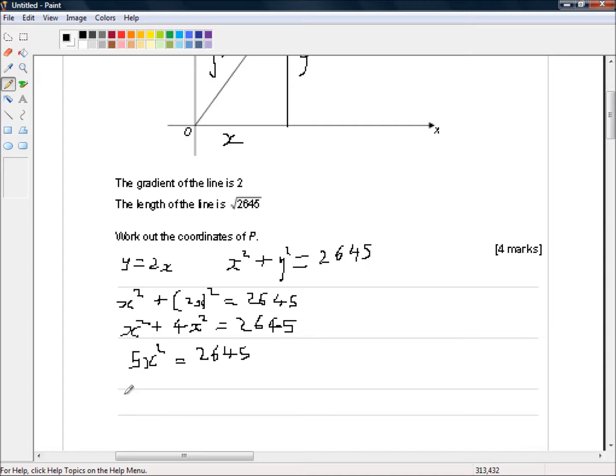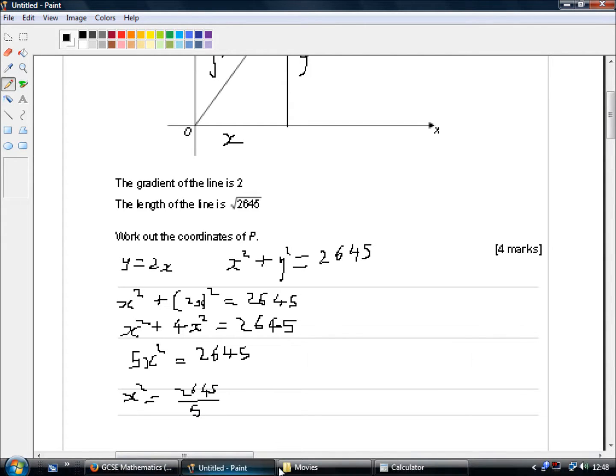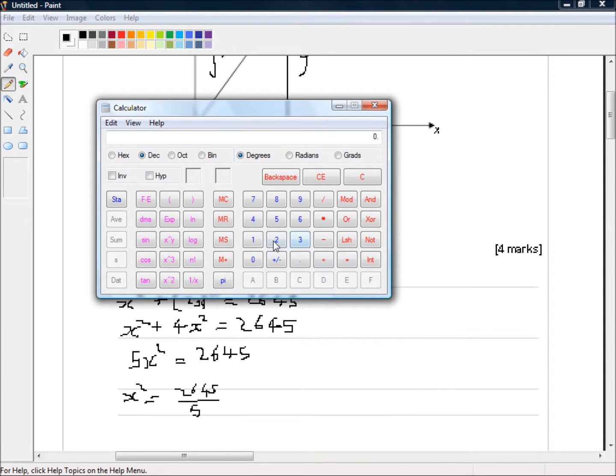So x squared is equal to 2645 divided by 5. We could do this without a calculator, but I'd rather save time and do it with a calculator because it is a calculator paper. 2645 divided by 5 is 529.